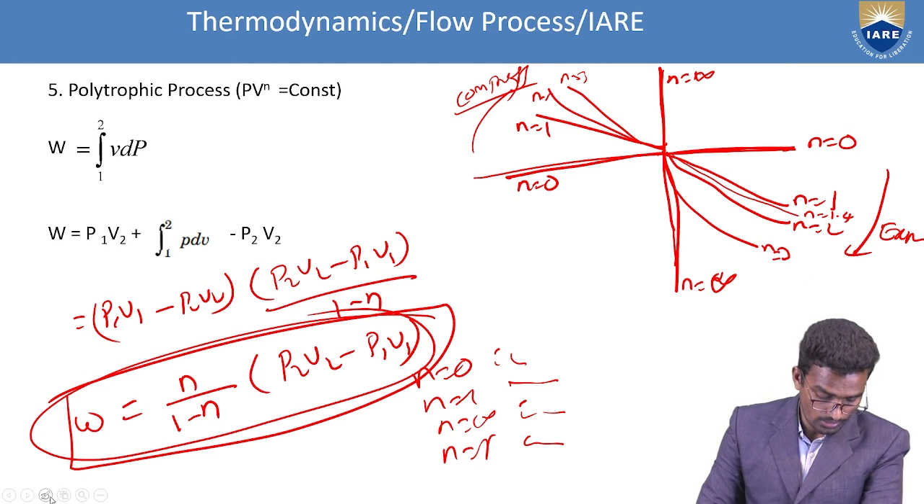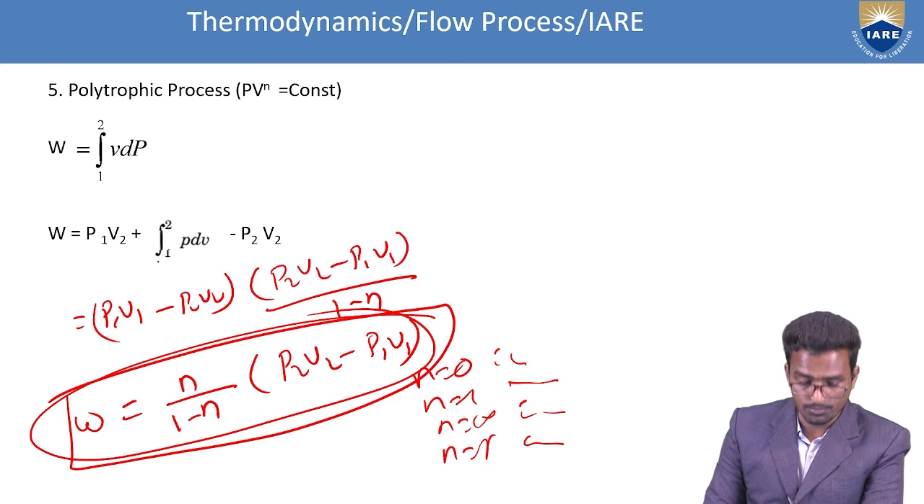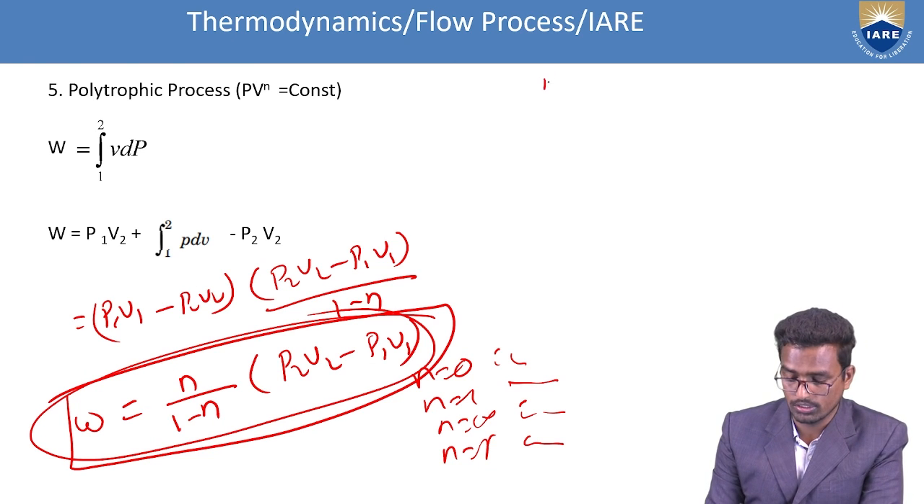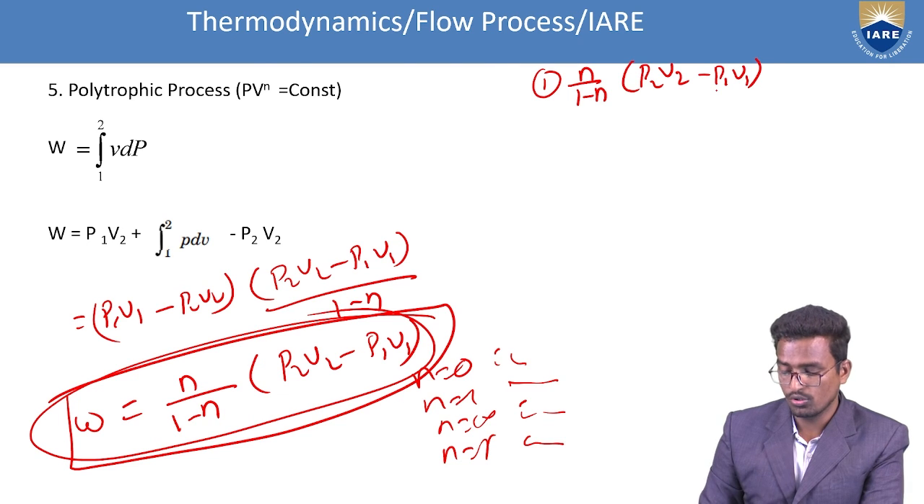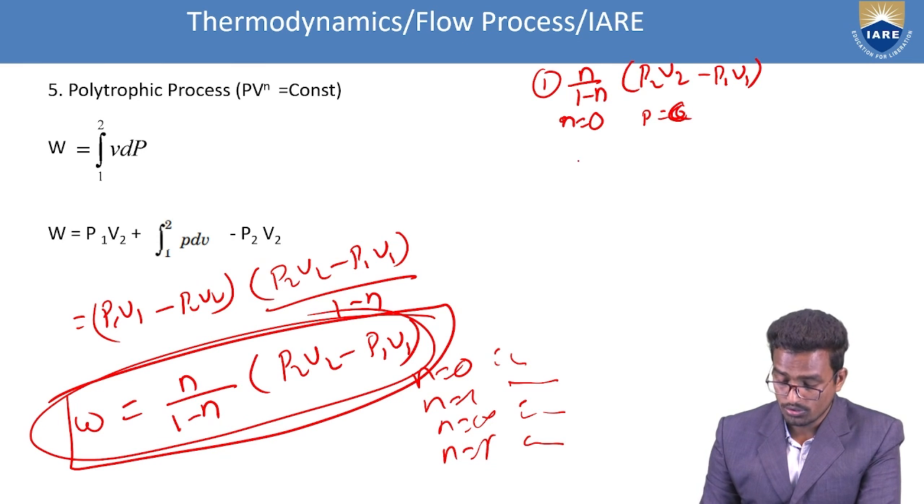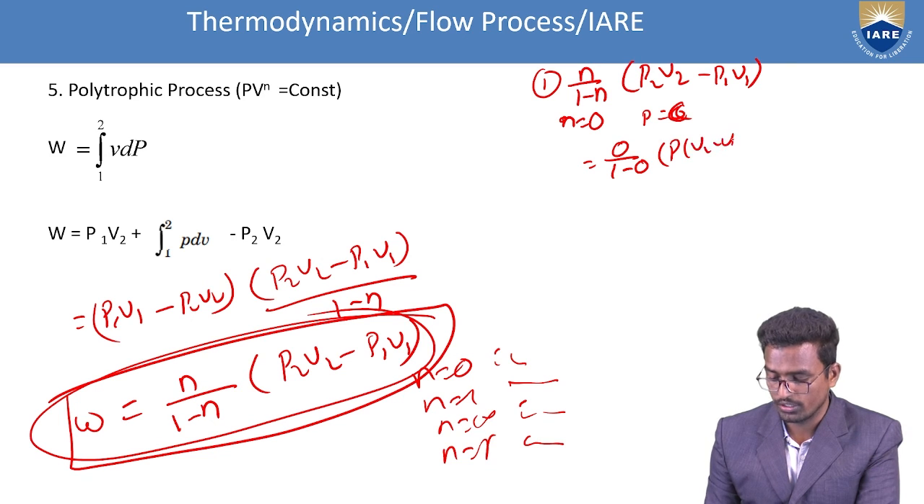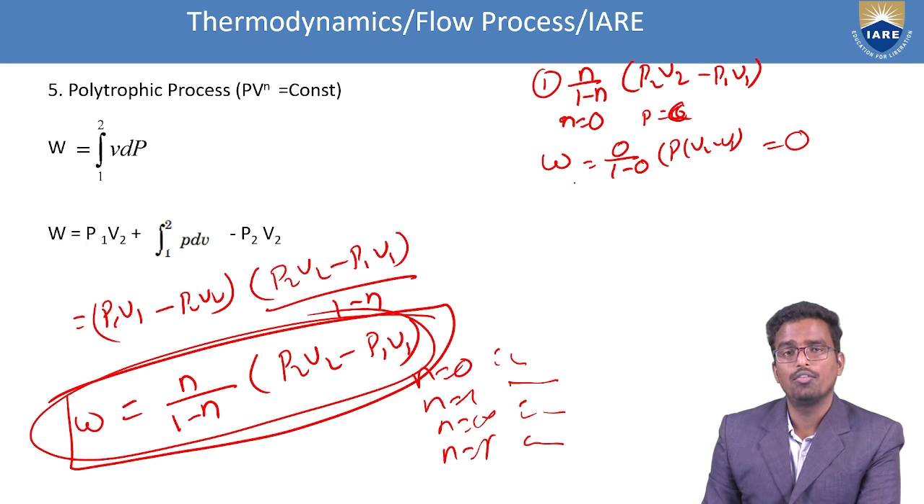If you want to find the isobaric process from this polytropic process, same way you have n by 1 minus n into p2 v2 minus p1 v1, right? So in isobaric process, n is equal to 0 and p is equal to constant. Substitute the value of n: 0 by 1 minus 0 into p into v2 minus v1. So 0 by 1 is equal to 0. So you can say that work done in a flow process is equal to 0. Same as we got previously.